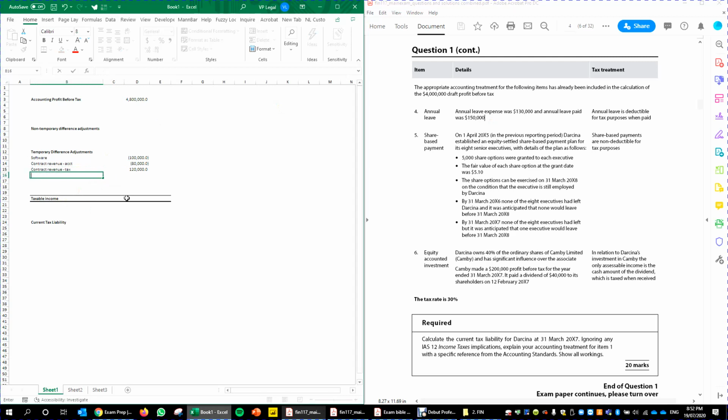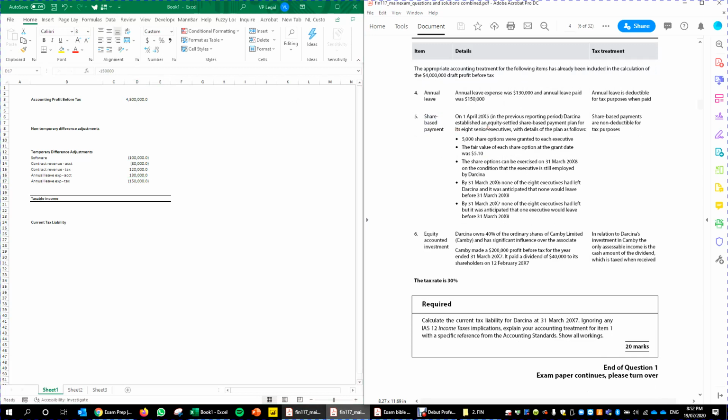So we'll go annual leave expense accounting. Now I'm going to go plus 130,000. The reason I'm going plus 130,000 is I'm taking out the accounting expense. So when you take out an expense, you're increasing the profit. Okay, and then what we're going to do is put in our tax component. So that's going to be 150,000. We go minus 150,000. Cool, super straightforward. We're smashing through this. Okay, part 5, share-based payment.